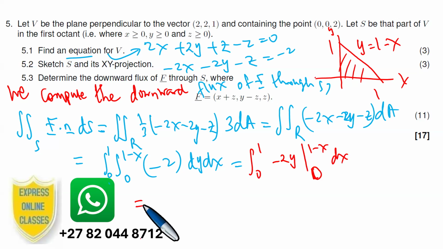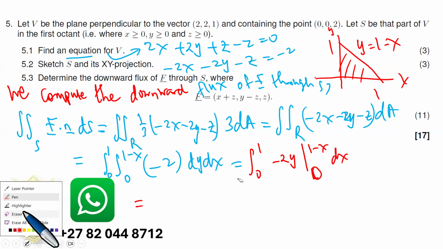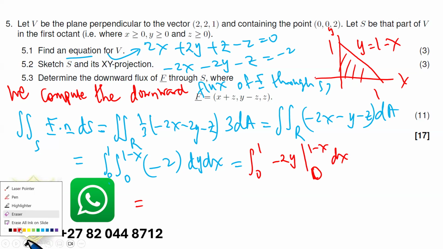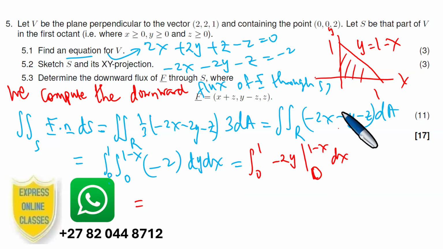Why did we ignore the equation, the one you're pointing at now? Well, that's interesting, but we did not ignore it. What we did was, we already know the equation for the plane V. We got it in 5.1. It was 2x plus 2y plus z minus 2 equals 0.